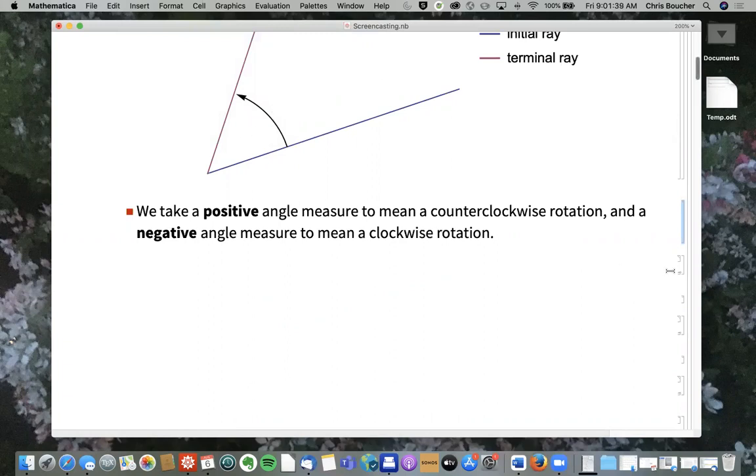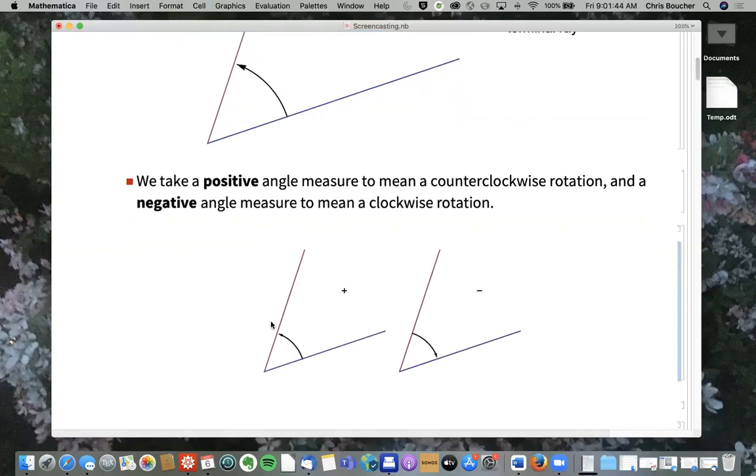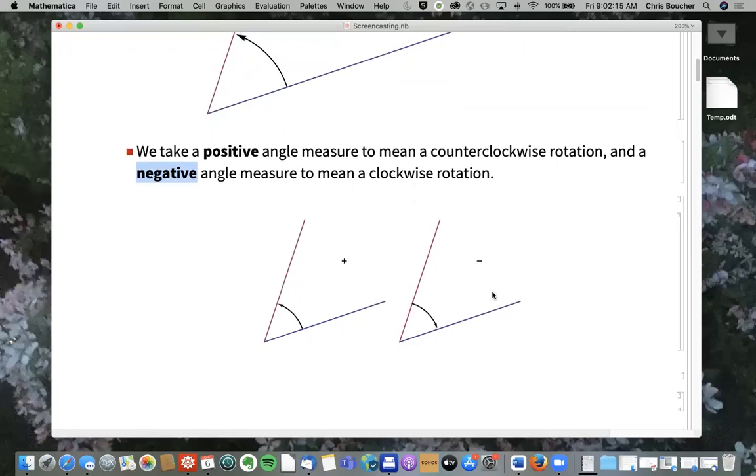Because of this direction, we will use a positive angle if the opening is in a counterclockwise direction. So on the left here, we open from blue to purple. That's a positive angle. And if we open the other way, if we designate the purple ray as the initial and the blue as the terminal, that's a clockwise rotation, and that will be a negative angle. So these two angles have the same magnitude, but they're different signs, right? This is a positive angle, and that is a negative angle.